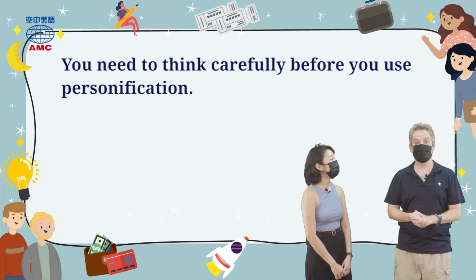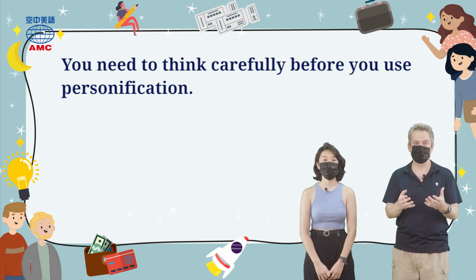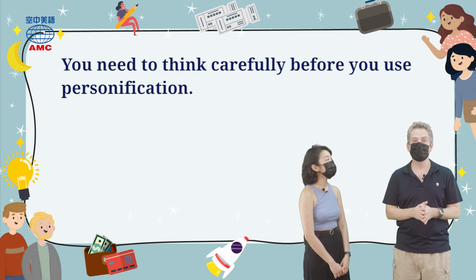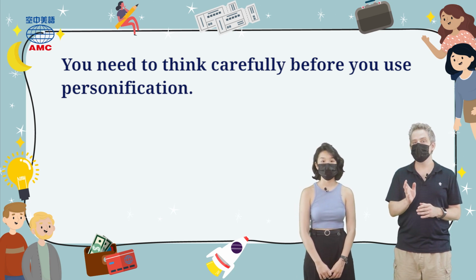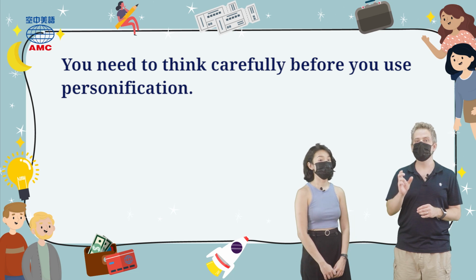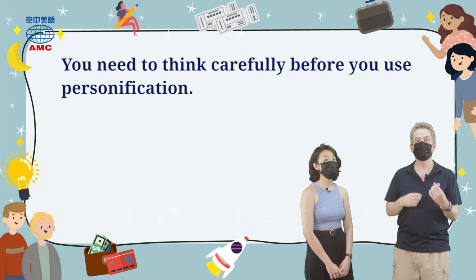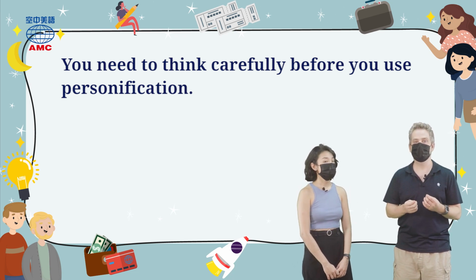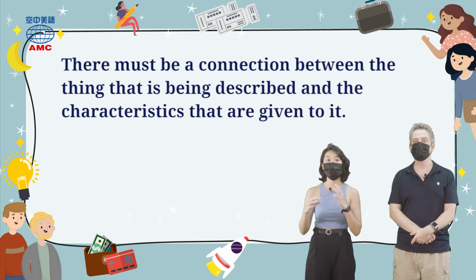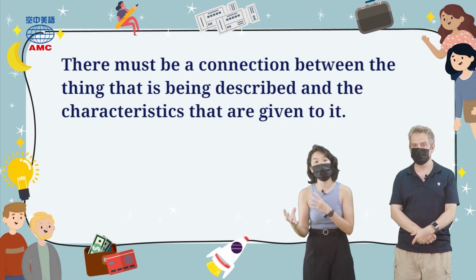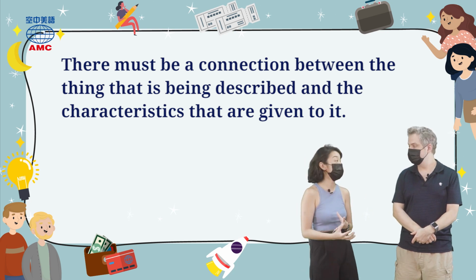Okay, so there's a couple of examples. We encourage you guys, when you write, to use personification. It's good fun, but there are some things to remember. The article says you need to think carefully before you use personification. So think about the image you're trying to make. Yeah, and that is because there must be a connection between the thing that is being described and the characteristics that are given to it.